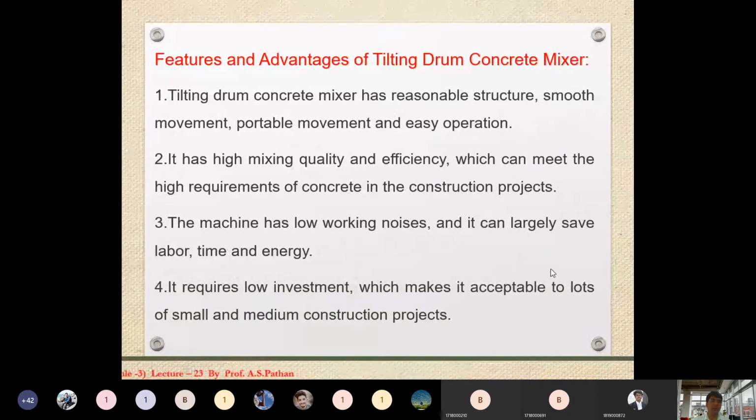The third important advantage of a tilting type drum mixer is that the machine has low working noise. The noise produced is very little, and it can largely save labor, time, and energy.